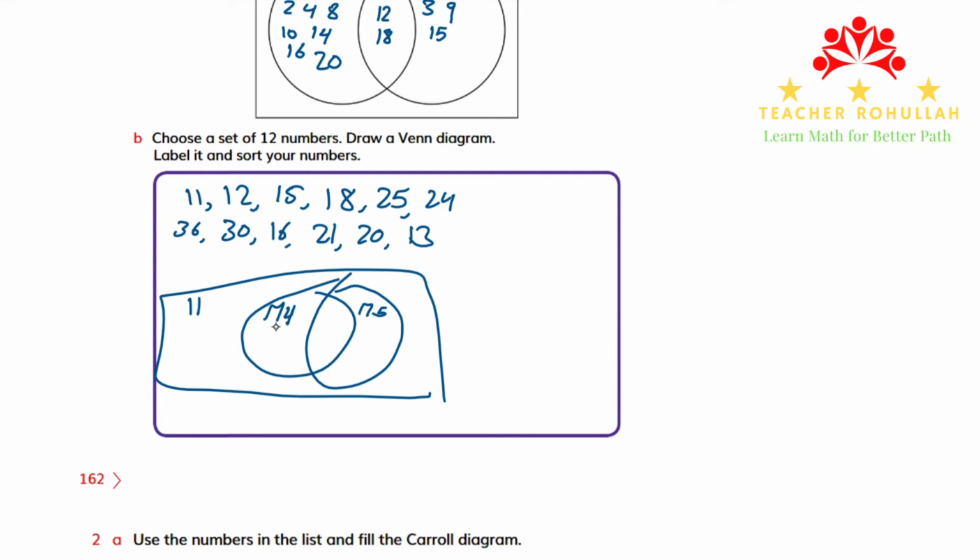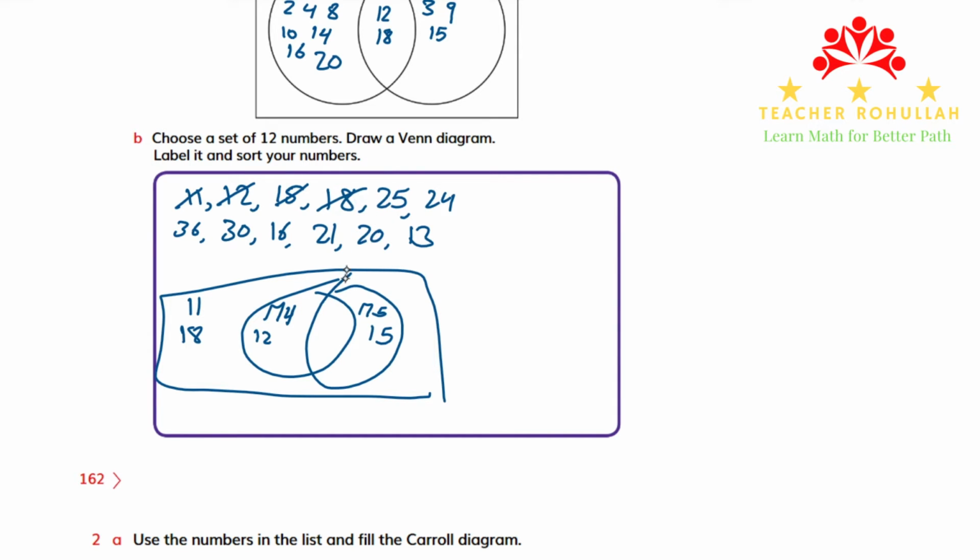12 is a multiple of 4. So I will write 12 here. I will cross them so that I should not forget. 12 is also crossed. 15 is a multiple of 5. So 15 I write here. I will cross it. 18 is not a multiple of 4 and not a multiple of 5 either. So I will write 18 here.